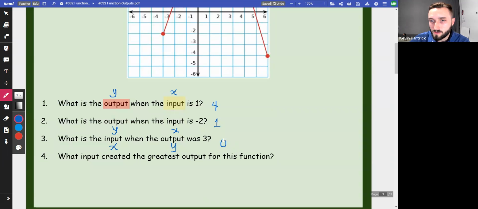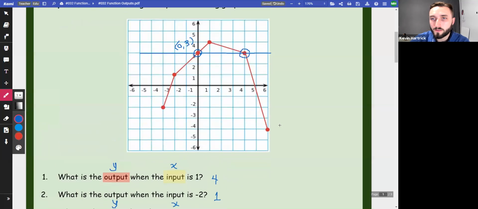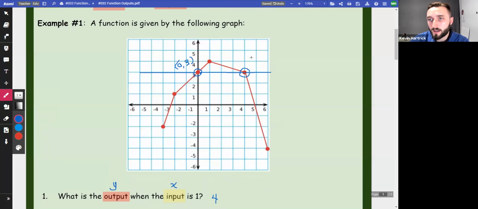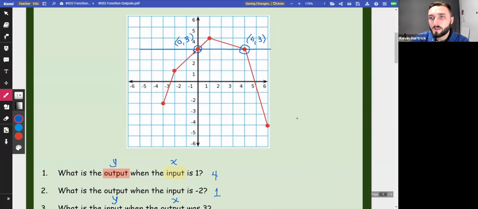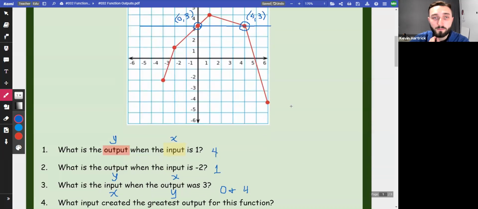So 0 is one of the possibilities for the answer to number 3, but we also have this other one over here, which is (4, 3). Functions can have 2 different inputs that have the same output. So 0 and 4. This is just a little symbol for and. It's really sloppy, but usually it looks a little bit better. So 0 and 4 are both inputs that would give you an output of 3 for this function.